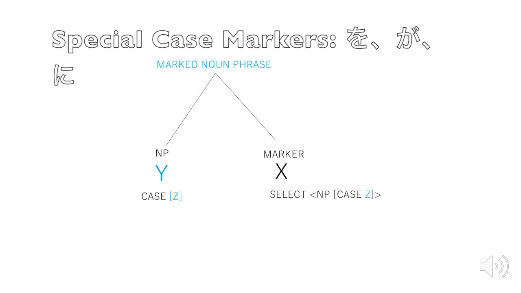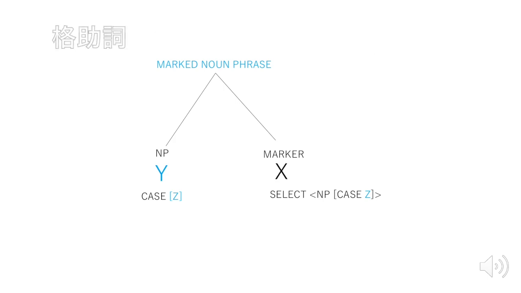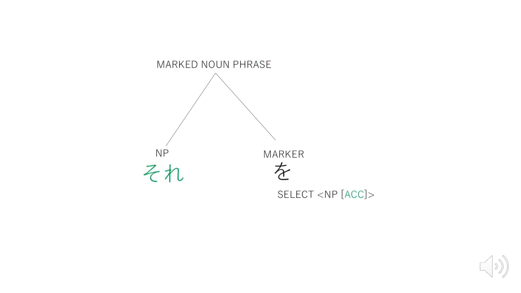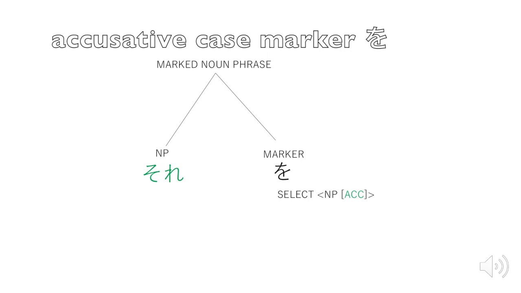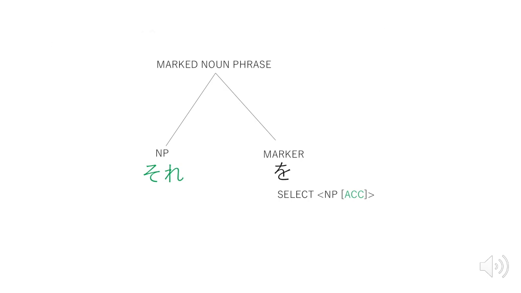And Japanese has special case markers to do that job, and only to do that job. These case markers are little helper words that carry case and give case to the noun phrases they select. So a case marker will latch onto a noun phrase and give away its case. An accusative case marker like wo will latch onto a noun phrase and give away accusative case.